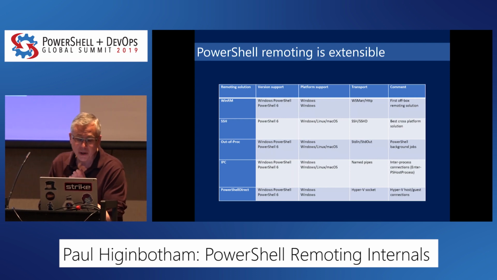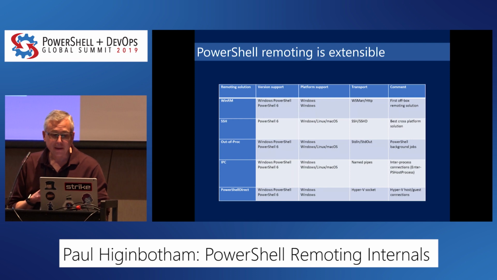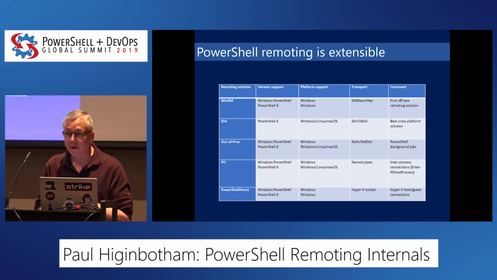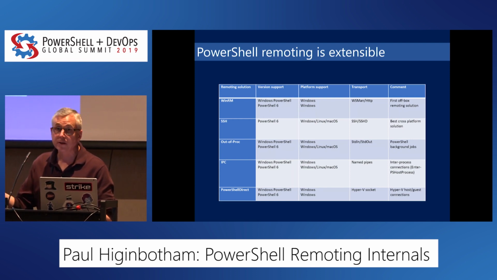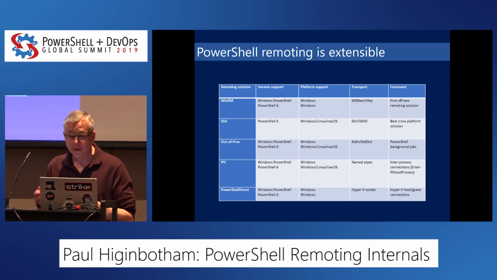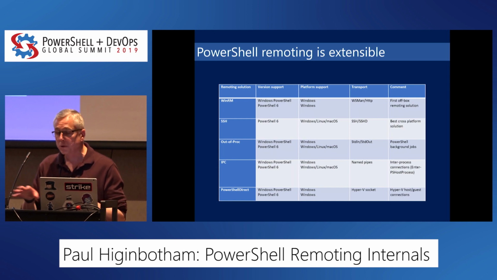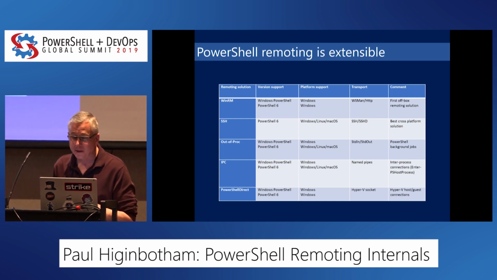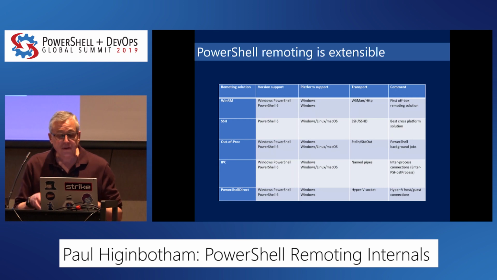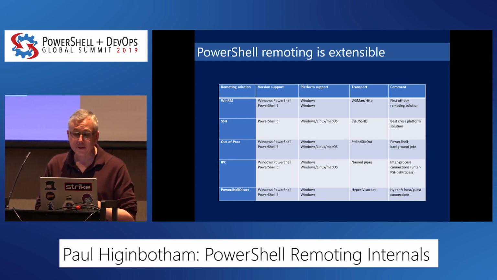And then the fifth one is PowerShell Direct. That, again, is a local machine feature that allows a host to connect directly to guest virtual machines, not through WinRM. You don't have to have WinRM set up or SSH. It just goes through a Hyper-V socket, and that's, again, just local machine. So that just gives you an idea of just how diverse PowerShell remoting is.